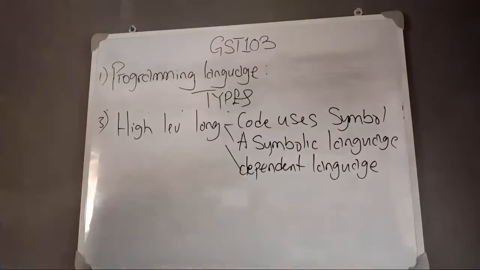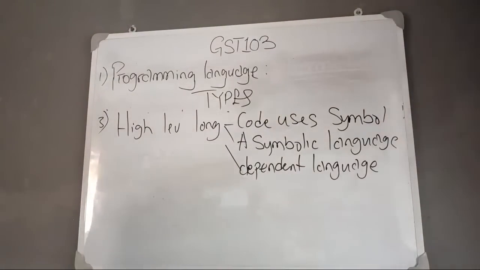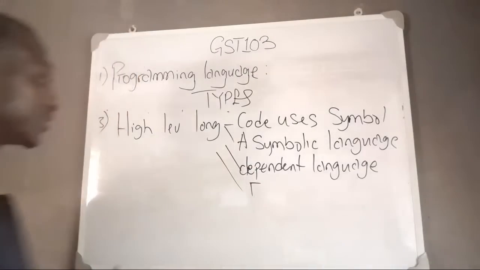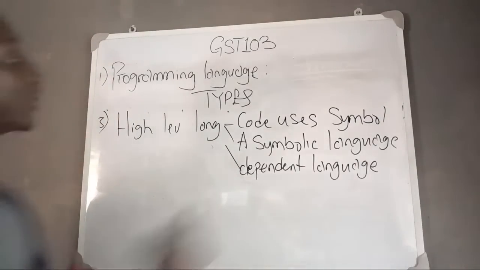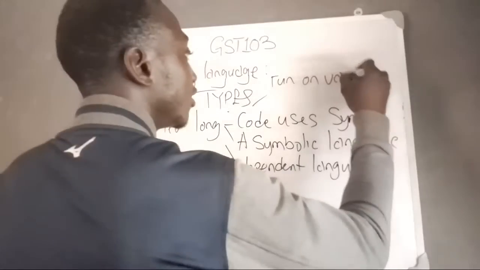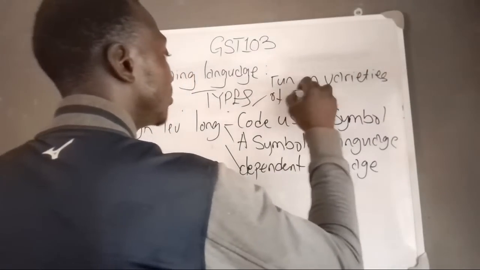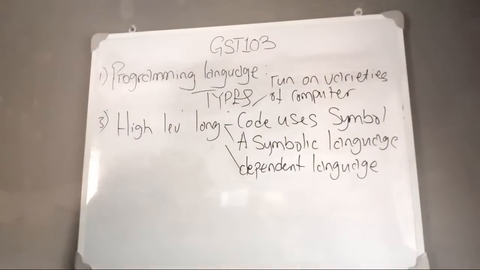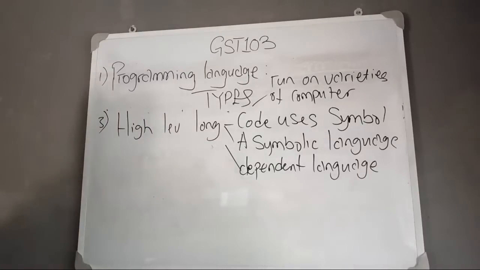And one of the advantages is that it can run on varieties of computer. No, let me not. I think I'm taking too much space. Let me put it up like this: run on varieties of computer, unlike the assembly and the machine language. Now we have the fourth one.